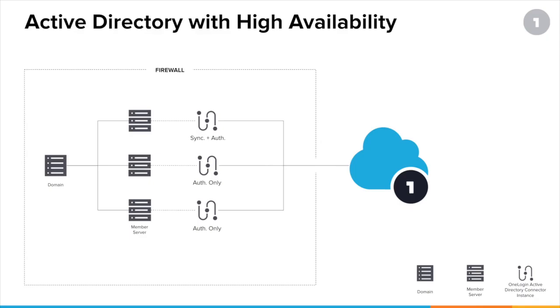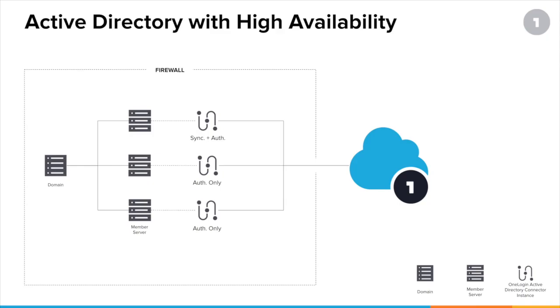So, the best thing to do is to install the Active Directory connector on more than one member server in the AD environment. We refer to each of these installations as ADC instances. When you have more than one instance of the ADC installed, users can be authenticated by any one of the running instances. However, only one instance is actively syncing changes between Active Directory and OneLogin.